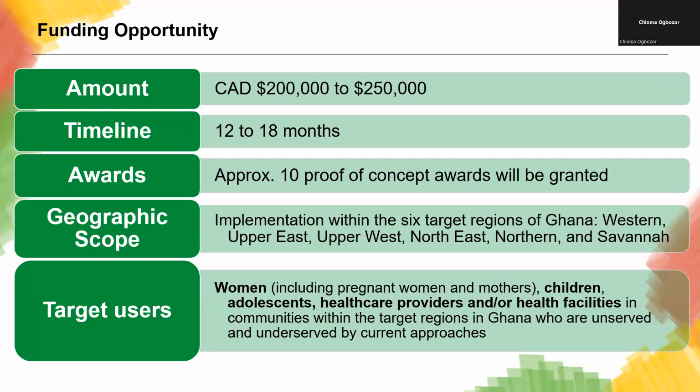So a little bit more about the funding opportunity that was presented within this RFP. Each project will be awarded between 200 and 250,000 Canadian dollars. Project timelines are expected to cover 12 to 18-month periods. There will be approximately 10 proof of concept awards granted. Implementation must take place within the 6 target regions of the country. And target users are women, including pregnant women and mothers, children, adolescents, healthcare providers, and/or health facilities in communities within the target regions in Ghana who are unserved or underserved by current approaches.